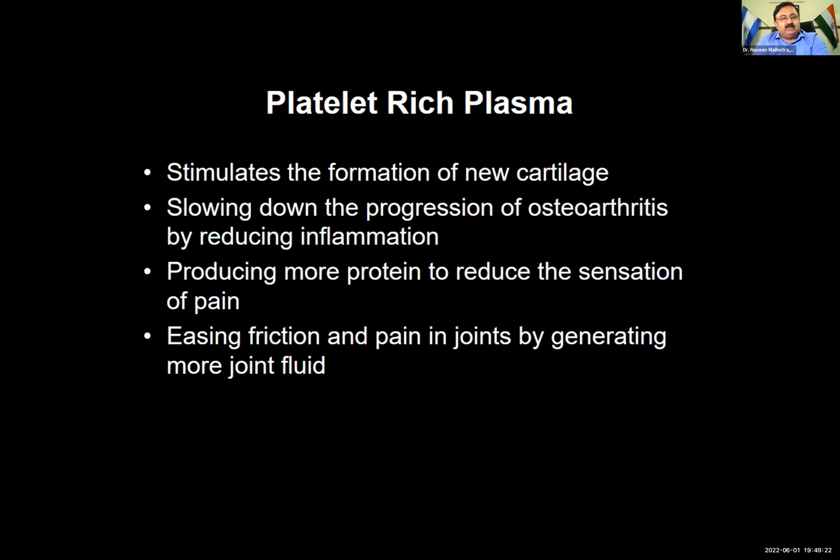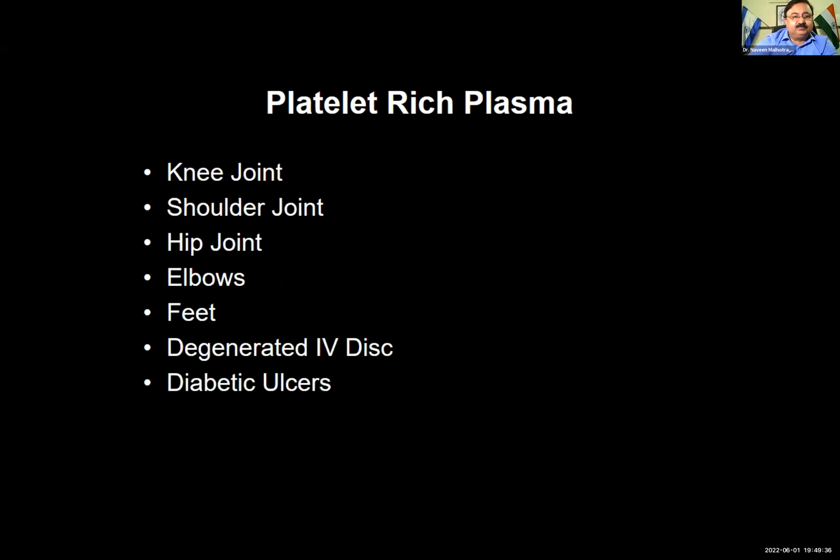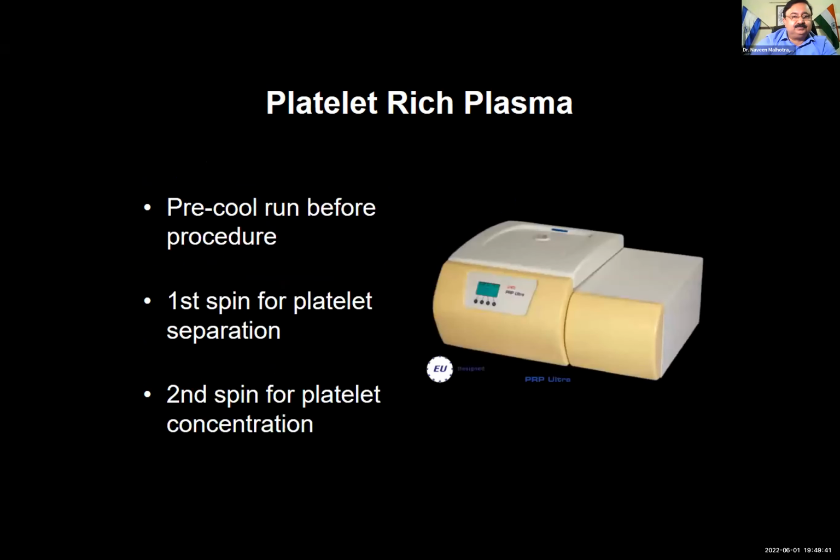So what PRP does is that it stimulates the formation of new cartilage. It slows down the progression of osteoarthritis by reducing inflammation. It produces more proteins to reduce the sensation of pain, and it eases friction and pain in joints by generating more joint fluid. In addition to the knee joint, it has been used in other places also.